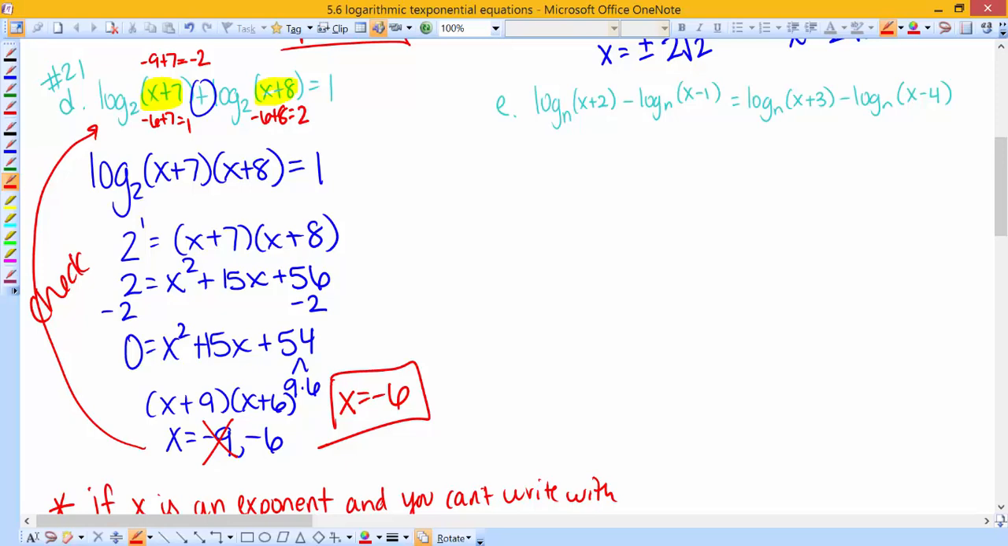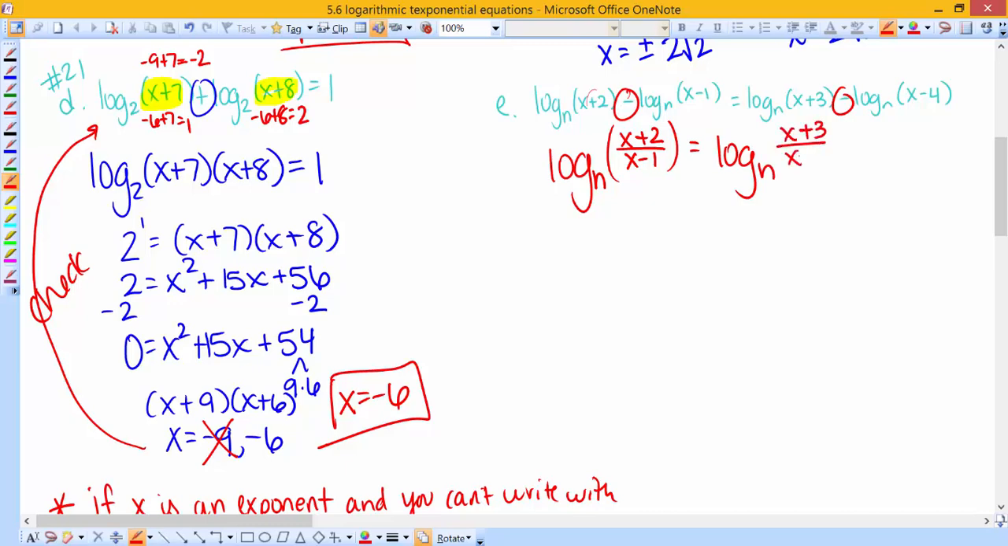This next one, not too bad here. I see subtraction, which becomes a fraction. So my first number, the x plus 2, is the numerator. X minus 1 is the denominator. And then I see on the right side, I have another subtraction of 2 logs. So I can rewrite them as 1 with a fraction again. X plus 3 is the numerator. X minus 4 is the denominator. Now what's nice here, you have a log of n equals a log of n. So those cancel. X plus 2 over x minus 1 equals x plus 3 over x minus 4.